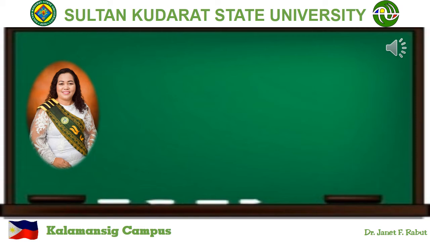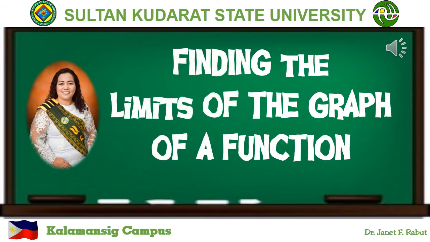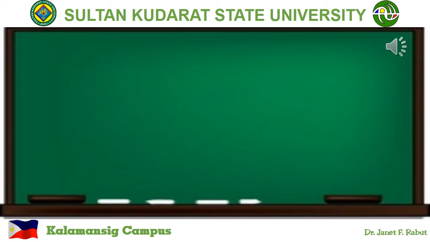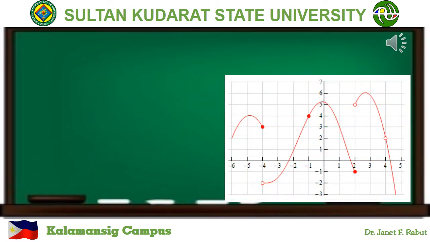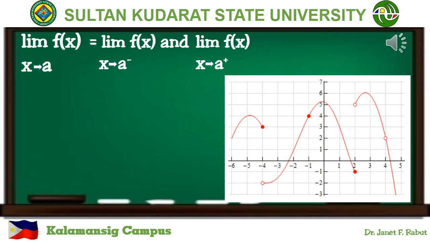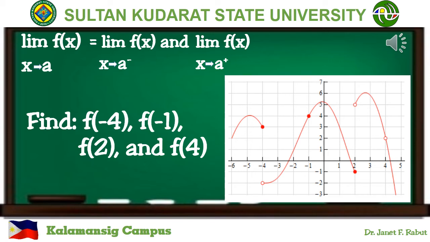This time again, we are going to find the limits of the function through its graph. For example, showing the graph on the right, we are asked to get the limit of f of x as x approaches a. It is natural that we will get the two-sided limits here because we are given x approaches a, not just x approaches a from the negative or the positive side. So we need to find f of negative 4, f of negative 1, f of 2, and f of 4.